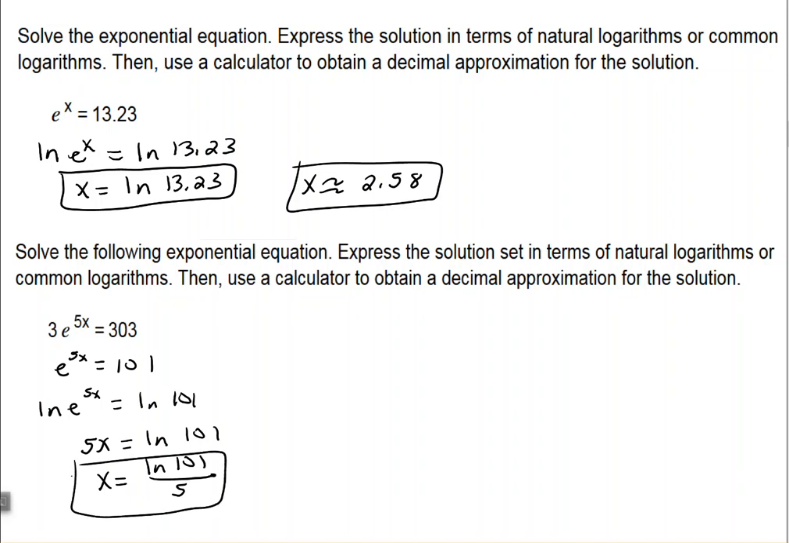And we see that x is equal to the natural log. And keep in mind, natural log, that is a lowercase ln, natural log of 101 divided by 5. And again, you can type that in your calculator and get your decimal approximation of about 0.92.